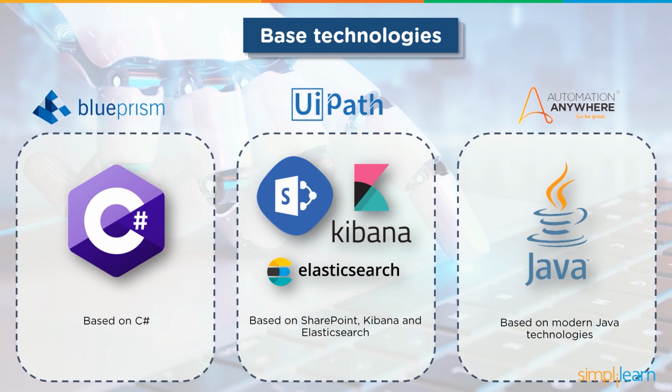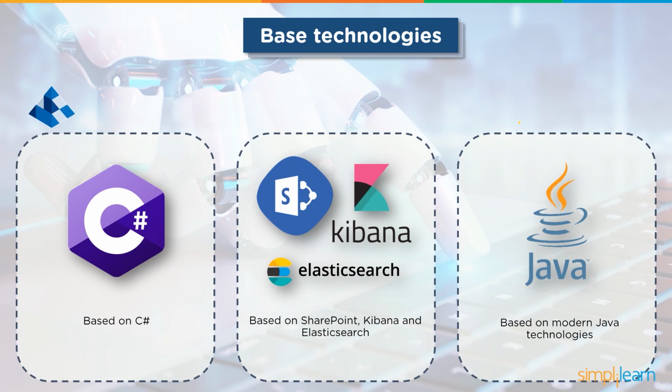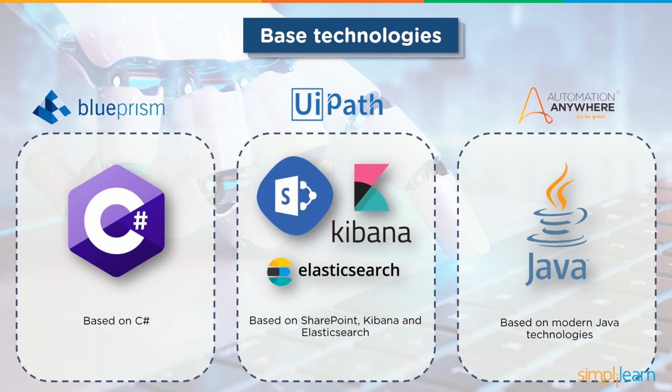Next up is base technologies. Base technologies define the technology with which the software was built. Blue Prism is based on C#. UiPath is based on Microsoft vendors like SharePoint, Kibana, and Elasticsearch, while Automation Anywhere is based on modern Java technologies.